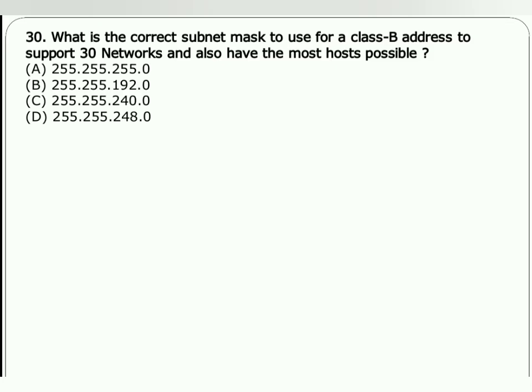Next one. What is the correct subnet mask to use for a class B address to support 30 networks and also have the most host possible?